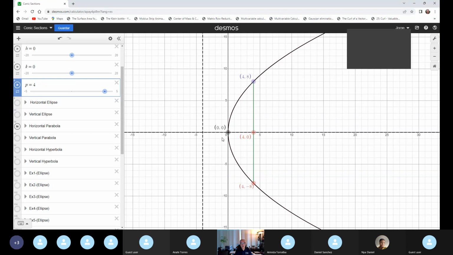The conclusion. Vertex (0, 0), focus (4, 0), endpoints of the focal diameter (4, 8) and (4, -8), axis of symmetry coincident 100% with the x-axis, and the directrix line is coincident with x equal minus 4. Cool?